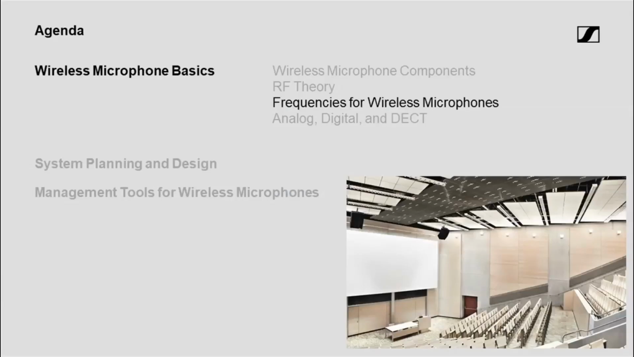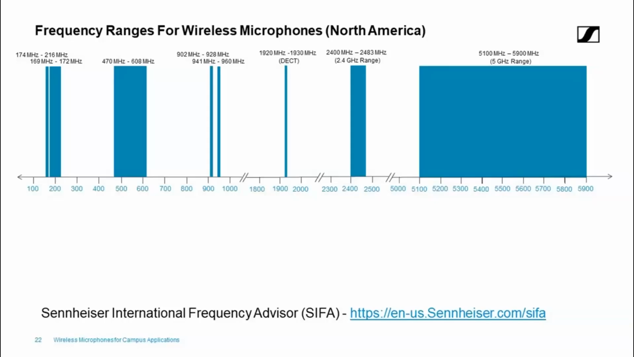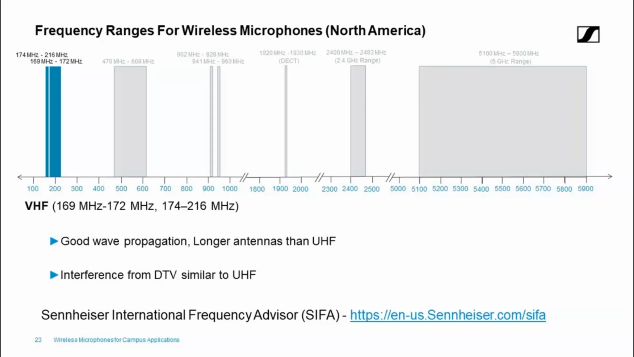All right, so let's look at some of these frequency ranges. There's a lot of different frequency ranges that are available now for wireless microphones. So the more traditional ones, that's been going on for a long time, is the VHF and the UHF range. Both are really good wave propagation. The VHF has been around for a while, but not a very wide bandwidth, and it does have some DTV down there. The UHF itself is still a fairly wide bandwidth, going from 470 to 608 megahertz right now.